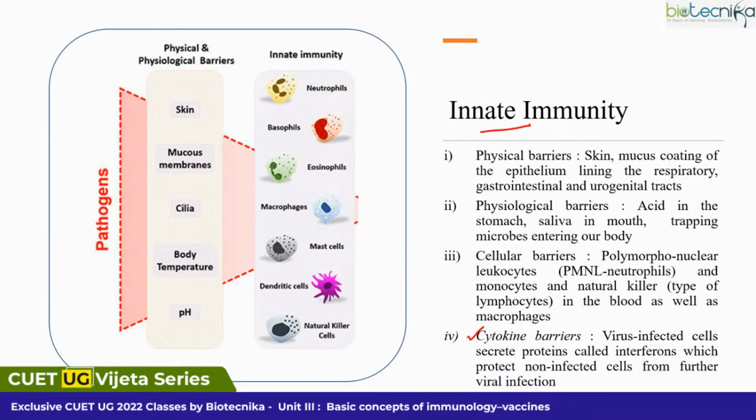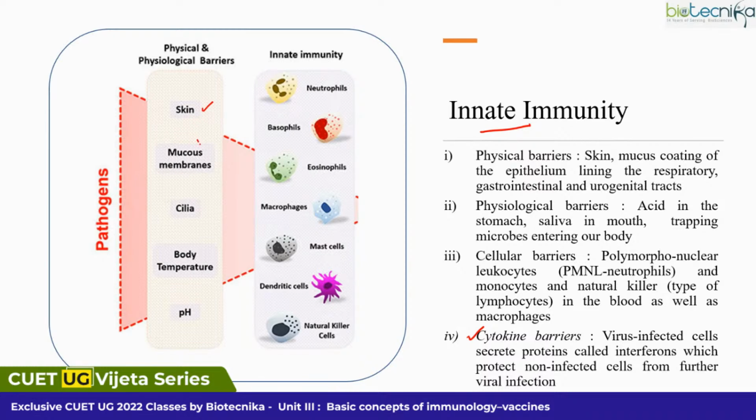The physical barriers also come under innate immunity, like our skin, right? The skin covers the whole of the body. So what is the use of the skin? It protects your body. If there is any cut in the skin, the pathogen can enter through there, right? But overall, the skin is present so that the pathogens do not enter your body. So these are the physical barriers.